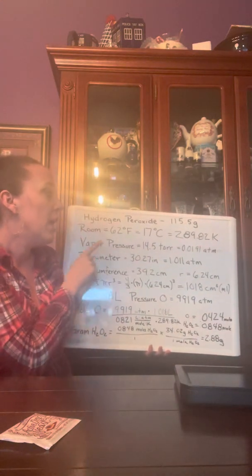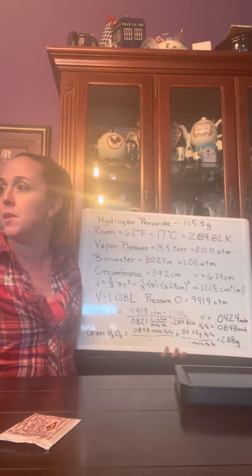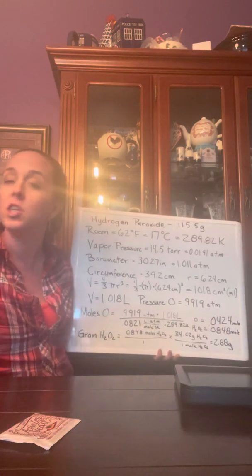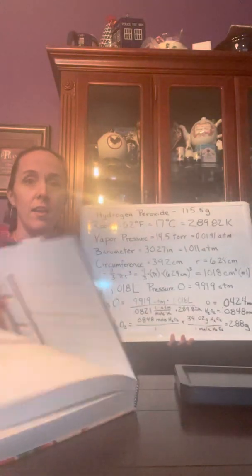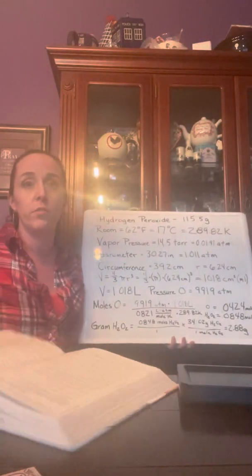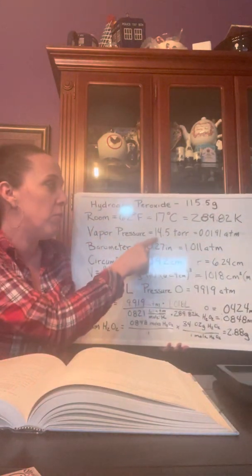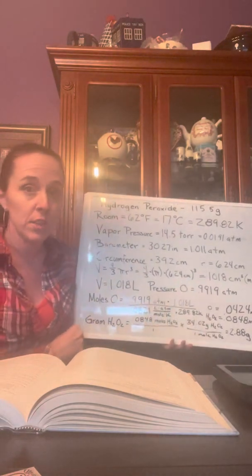My vapor pressure, I found by looking in the back of the book. In the back of the book, there is a chart where you can look at the different room temperatures that you have and you can find out your various vapor pressure rates. The back cover has the vapor pressure for water chart. So I found my vapor pressure by just referencing how warm my room was, 17 degrees Celsius. That gives me 14.5 torr, which I then converted to atmospheres.